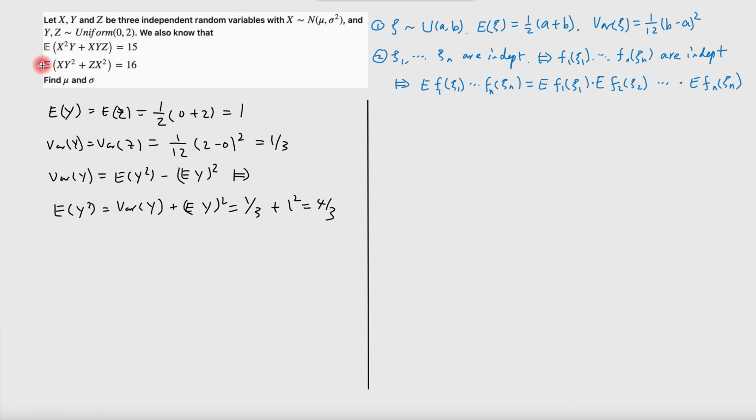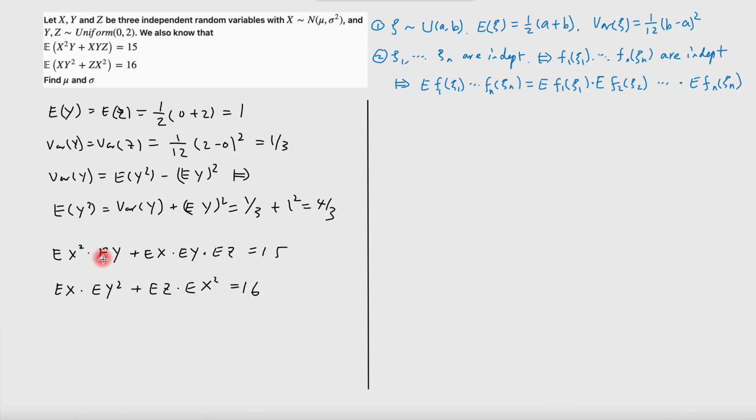Now go back to these two equations here, and we can use the formula here to write down this equation, right? The first equation is equal to the expected value of x squared times the expected value of y, plus the expected value of x times the expected value of y times the expected value of z, and this is equal to 15. The second equation is equal to the expected value of x times the expected value of y squared, plus the expected value of z times the expected value of x squared, and this is equal to 16.